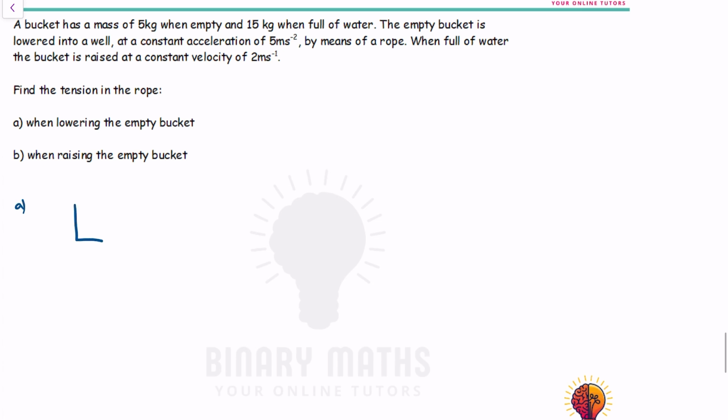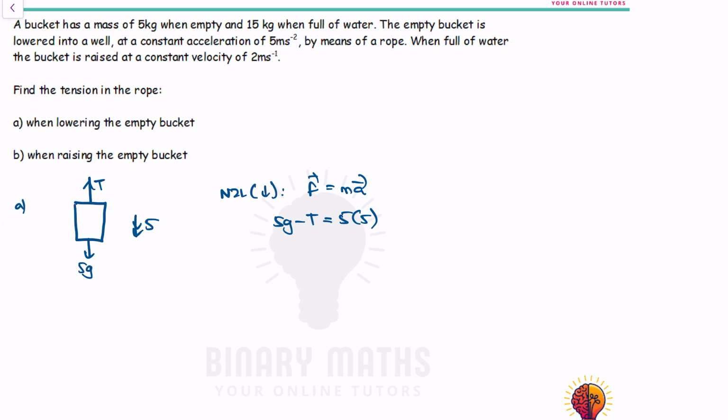So when you're lowering the empty bucket, the bucket weighs 5 kg, so 5g is the weight. It feels the tension pulling it up. And we know it travels down with a constant acceleration of 5. So Newton's second law applied vertically: F is equal to mass times acceleration. The resultant force will be 5g take away T. Mass is 5, times acceleration, so 5 times 5. So tension will be equal to 5g take away 25 when rearranged. So T will be equal to 24 newtons.